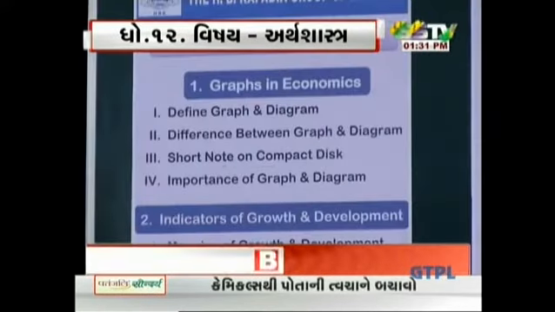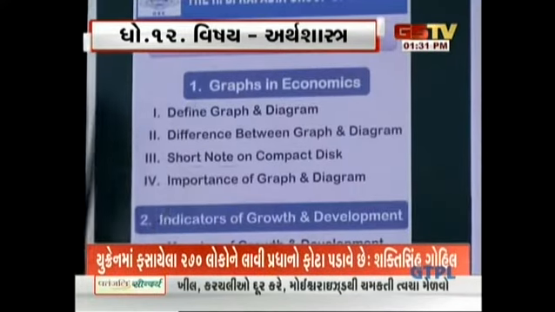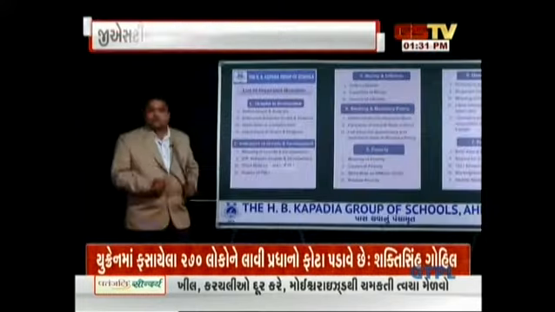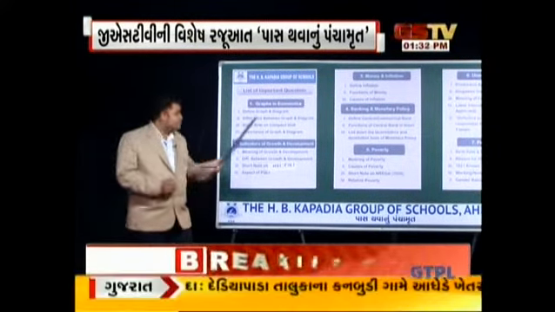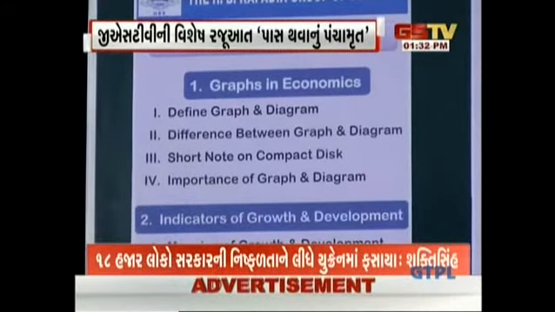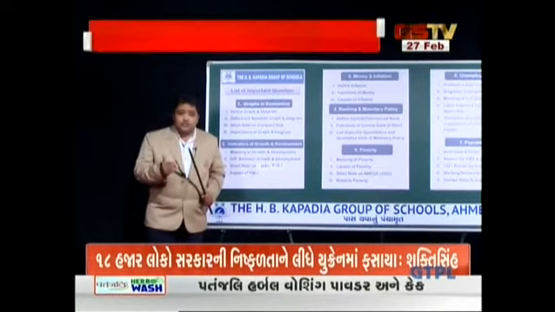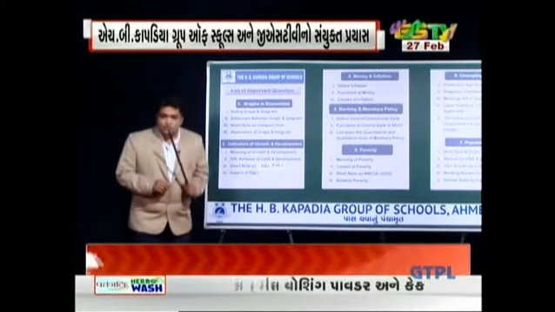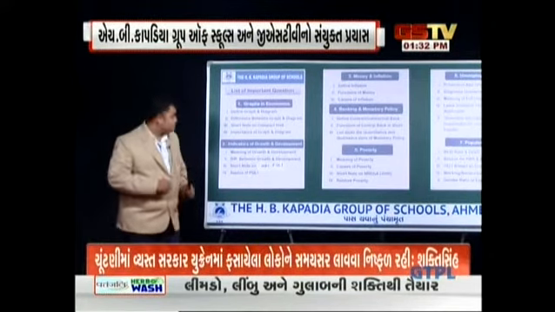The first is graphs in economics. In this chapter you will have define graph and diagram. There may be the definition of define graph or define diagram. You have to write it. Then we have difference between graph and diagram. They may be asked to you in 2 marks. So dear students, you have to write only 2 points when it is asked in 2 marks.